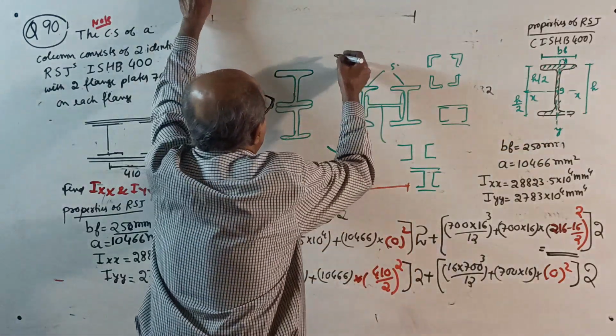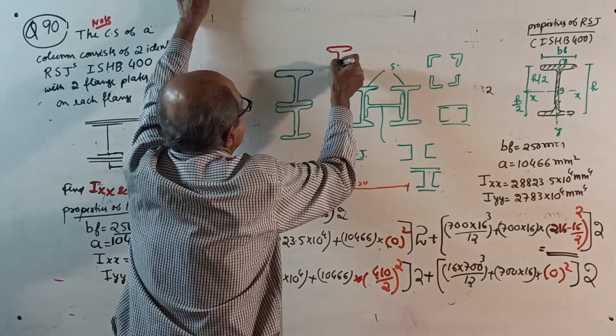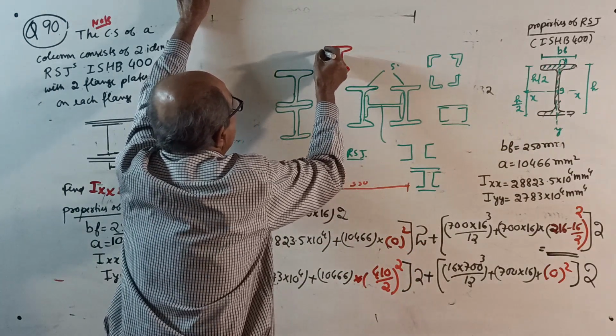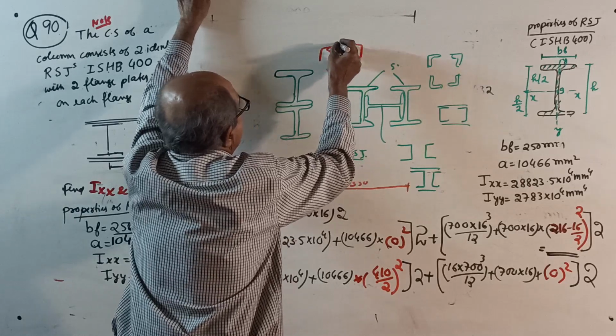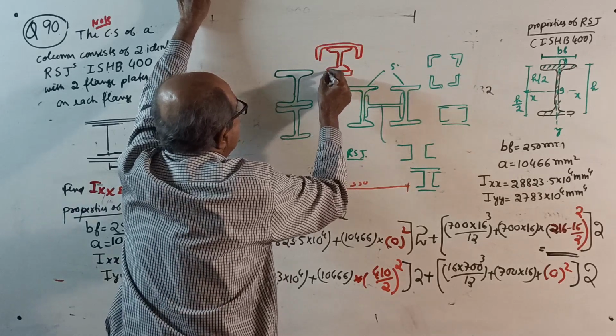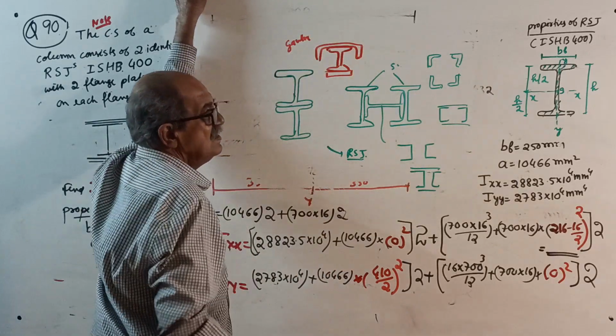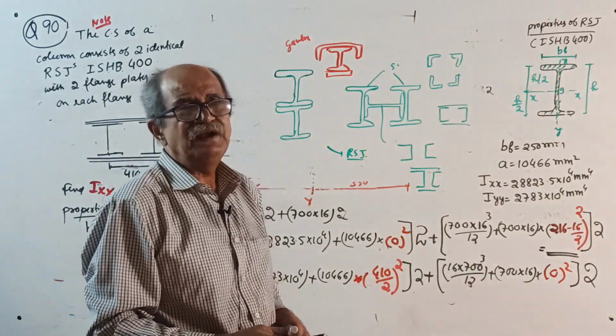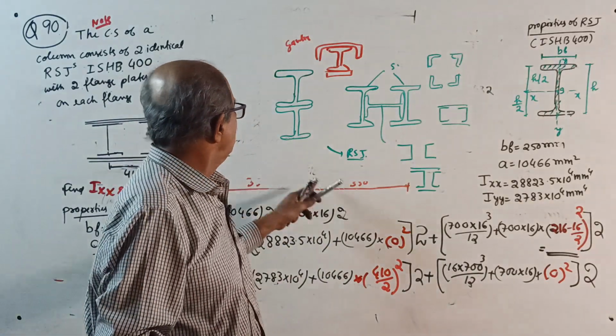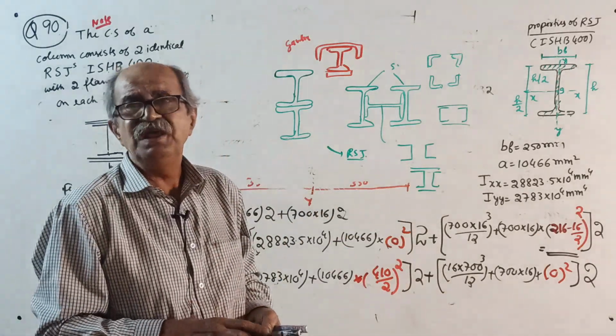Then lastly, one I section and a turned channel here, maybe with a plate here. This is actually for gantry girder. Beam, gantry girder. Sufficient. Once that much is over, this moment of inertia part for steel structures will be over.